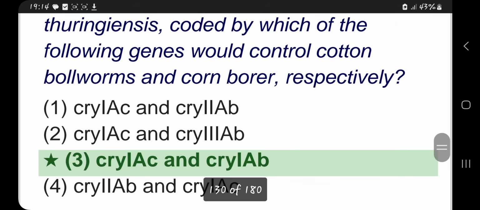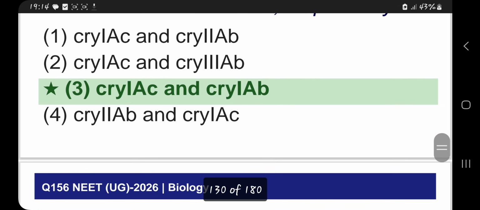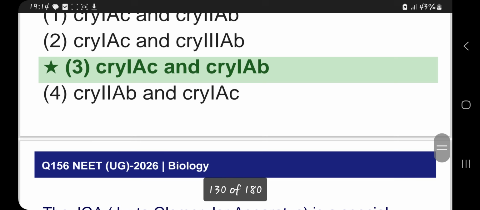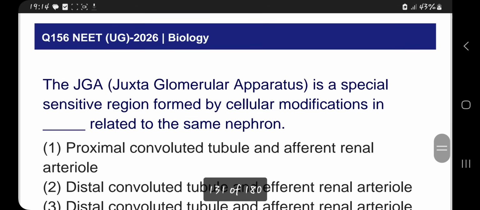Cry1AC and Cry2AB. So here the option they have given is wrong, Cry1AC and Cry2AB. It should be... So the fourth option would be the correct one there.